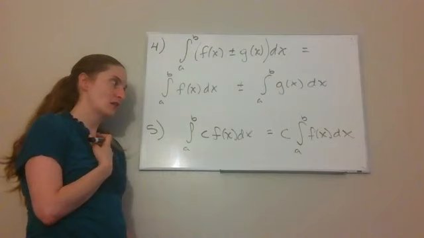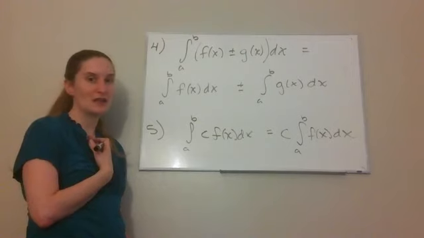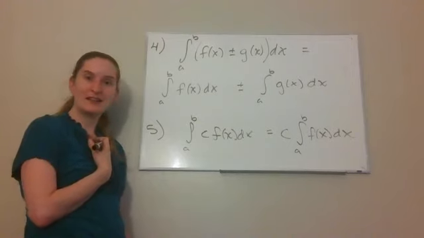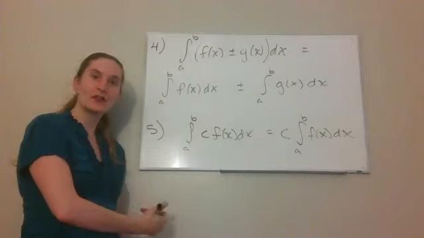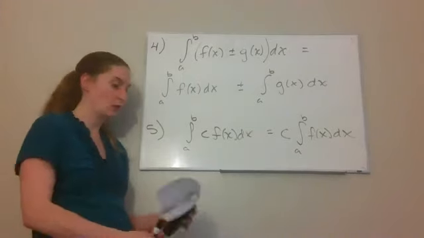I personally don't really like pulling my constants out because then I tend to forget that they're there and then I get the wrong answer at the end. Other people think it makes it easier when they don't have the constants cluttering everything, so they pull them out because it's easier for them. Do what works for you.